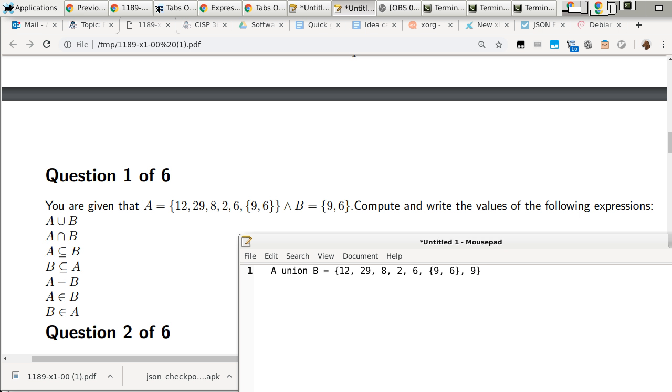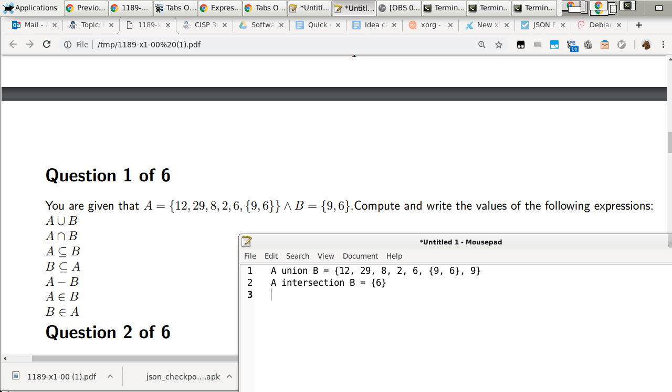So are we doing okay so far with A union B? Okay, next sub-question is A intersection with B. So that would be all the elements that are common to A and B, right? So there's only 6 here. 9 is not, okay? So the first 2 questions have an answer of a set, right? The third one is not.